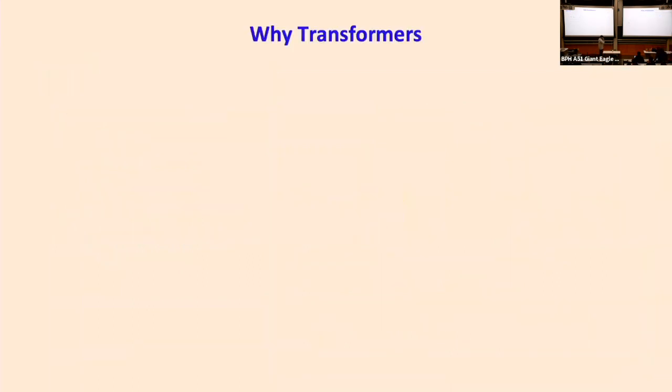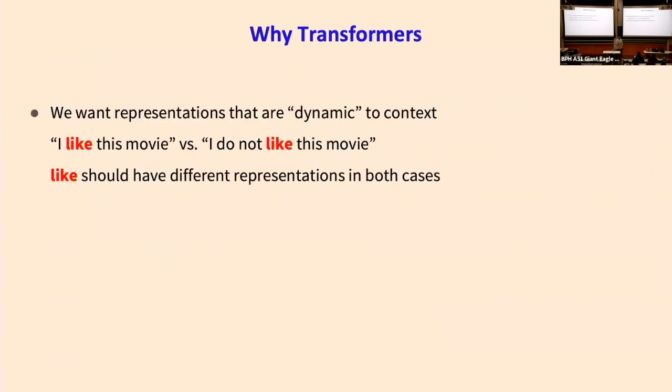Cool. We'll start with why we need transformers at all, right? In any kind of sequential processing task, especially in language, we want representations for each of our tokens to be dynamic or to be contextualized, right? For example, if I have two sentences, I like this movie versus I don't like this movie, the word like needs to have a different representation in both of these contexts, right? One of them is very positive, one of them is very negative in terms of my sentiment towards the movie, right?